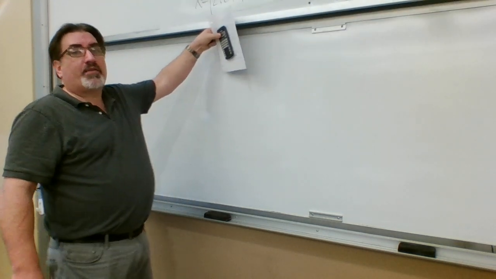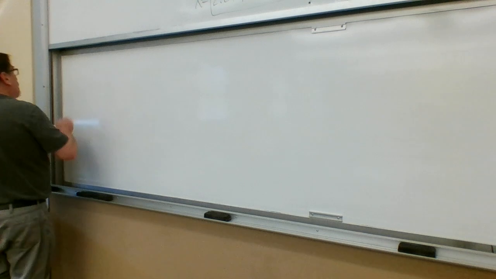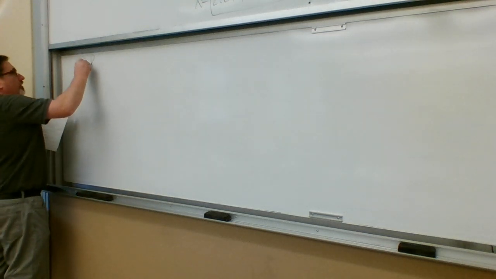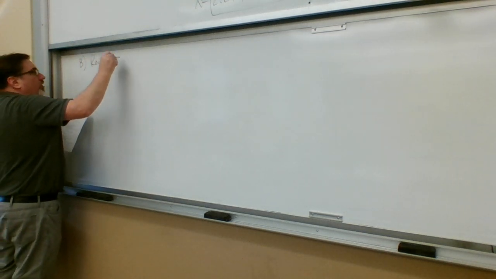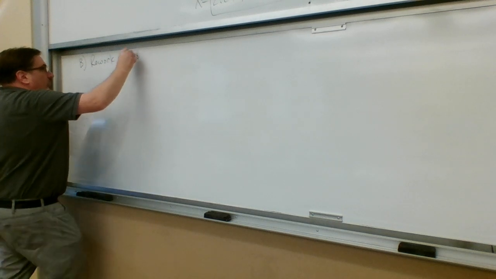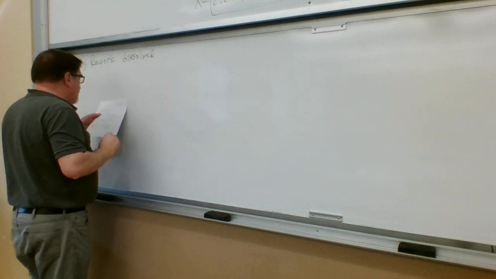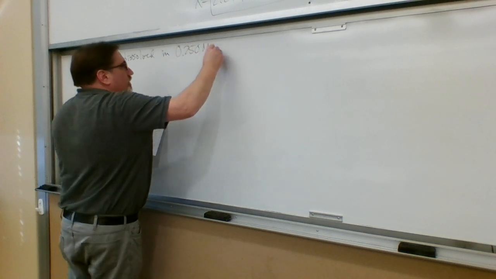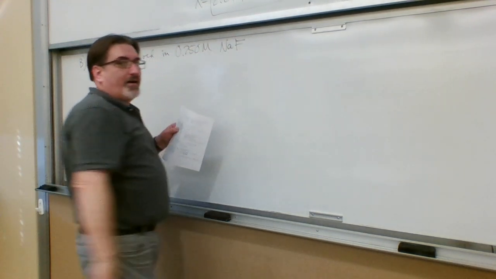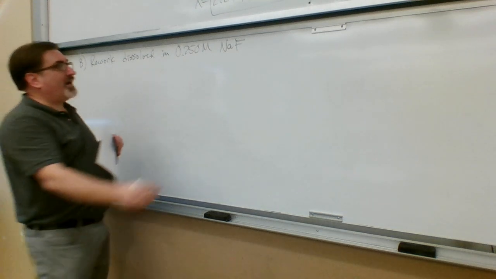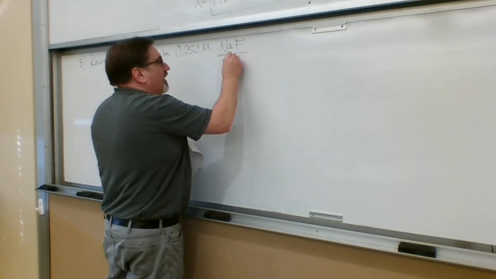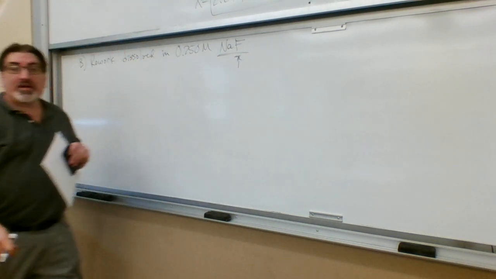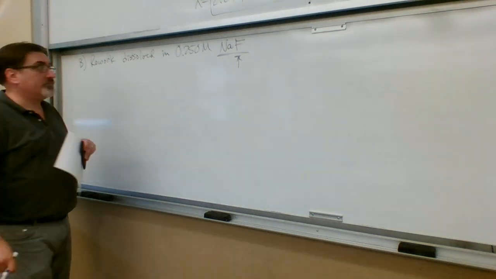Now we're going to rework this one. So part B. Rework it dissolved in 0.250 molar NaF. So fluoride ion now is our common ion. We have 0.25 molar fluoride present.